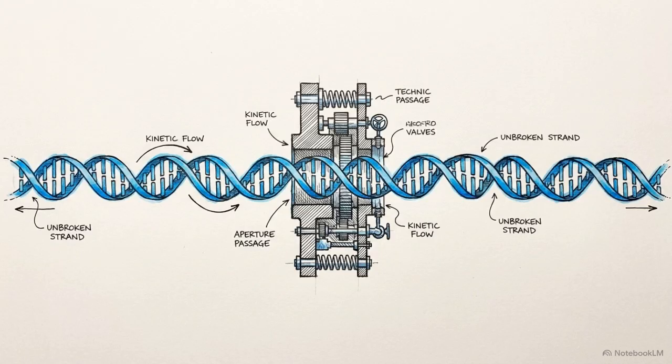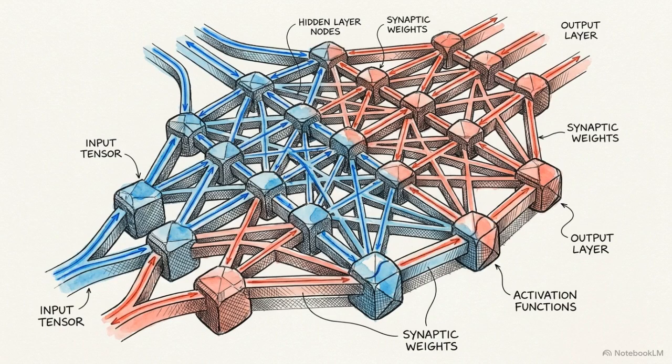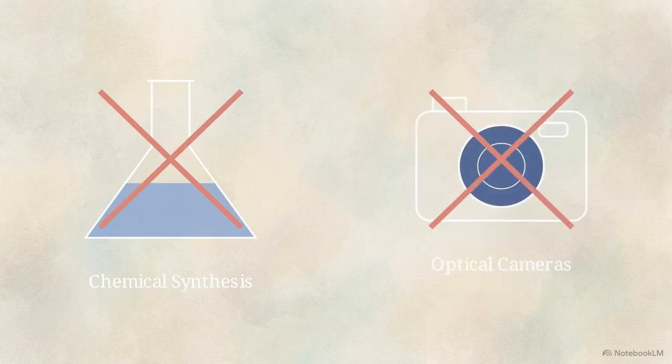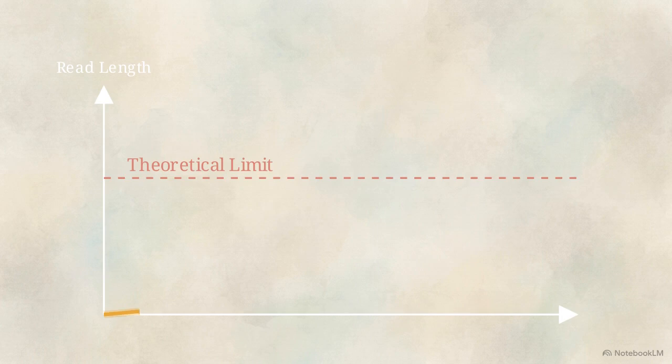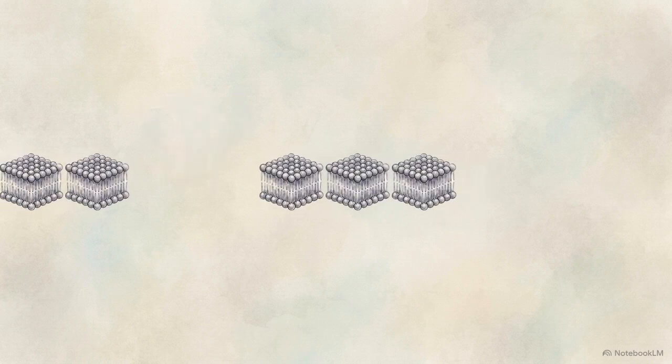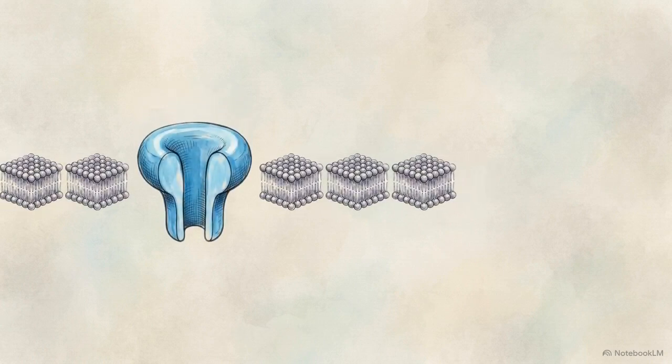Exploring this system requires understanding how tracking sub-nanometer physical disruptions produces continuous reads over 100,000 bases long, and why interpreting those disruptions demands deep learning. Stripping away chemical synthesis and optical cameras removes the theoretical limits on read length, offering an entirely different method of genomic data collection. The hardware foundation begins with an engineered porin protein embedded within a 10-nanometer thick synthetic lipid bilayer.